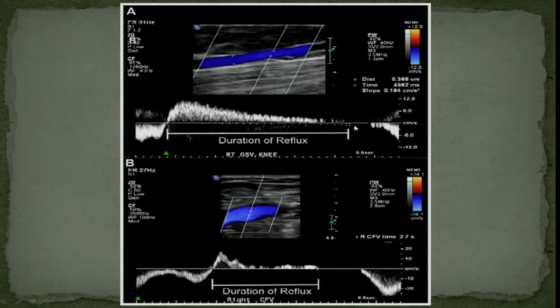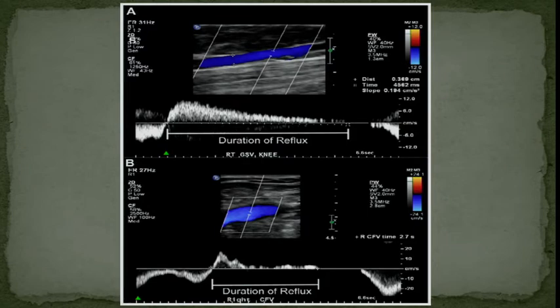The second thing tells us the duration of the reflux. So if this is the second marker, 1 second, 2 seconds, 3 seconds. So this reflux was there for 3 seconds. Is there venous reflux? What is the grade of reflux? Yes, there is reflux. You are correct. What is the grade of reflux? This was 3 seconds. Mild, moderate, or severe?